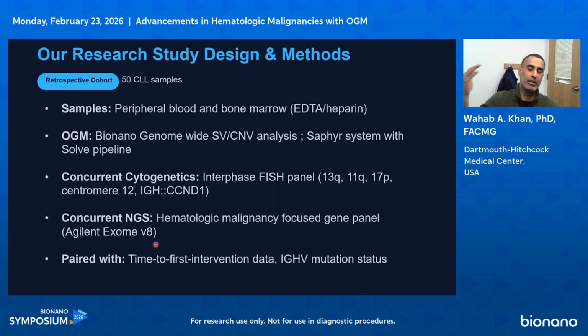Okay, so coming back to our clinical research cohort, I'll go through a little bit of our study design and then get into the results. So we did a retrospective analysis of 50 CLL samples. These were predominantly bone marrow and peripheral blood.